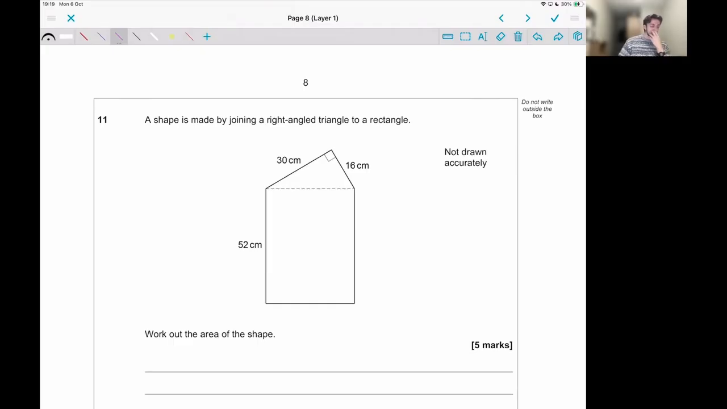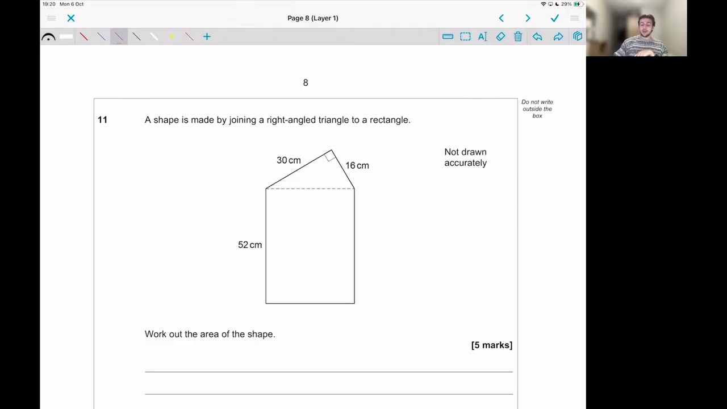Question 11. So we've got this shape. A shape is made by joining a right-angled triangle to a rectangle. So we've got the right angle on top, we've got the rectangle on the bottom. Work out the area of the shape.